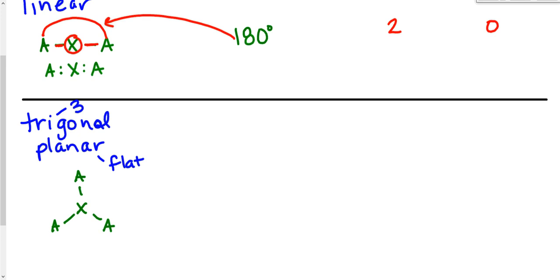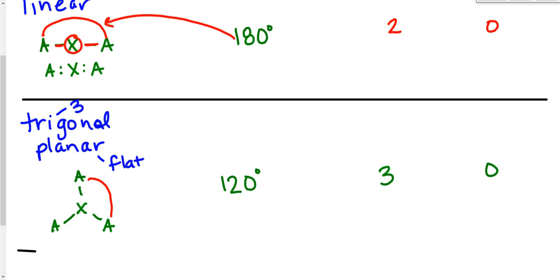So our bond angles, if you can see, this would be flat. And our bond angles are going to be from A to another A. So that is 1/3 of a circle, which is 120 degrees. So the number of bonds are 3. You can see it has 1 each of the A's there. And there are no lone pairs. There are no electrons around the X that aren't bonded to other elements. So that is also 0.